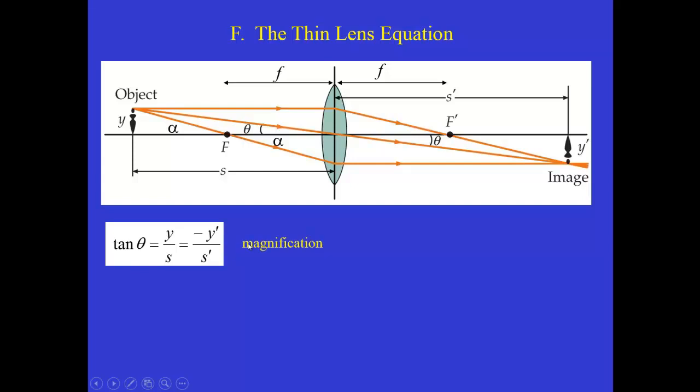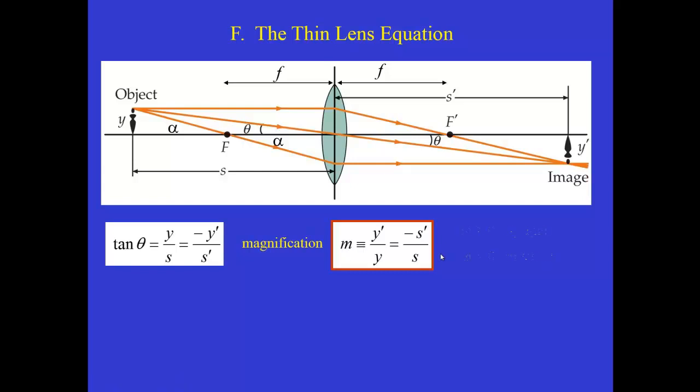This allows us to get a result for the magnification, because it's quite simple to see that the magnification should be defined as the image height divided by the object height. That way, if one of them is greater than the other one, you may have an image that's enlarged. On the other hand, if the relationship is the reverse, you may have an image that's reduced in size. So here, if we just solve for that ratio y prime over y, from our original equation, we can see that it's equal to minus s prime over s, and that's the magnification equation.